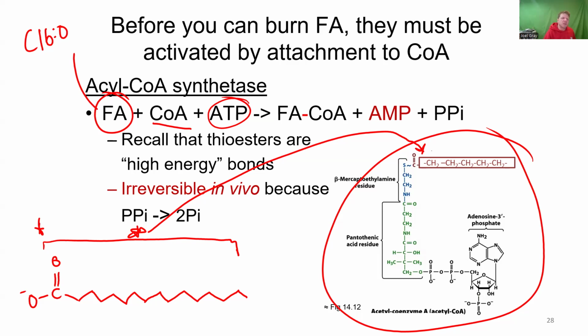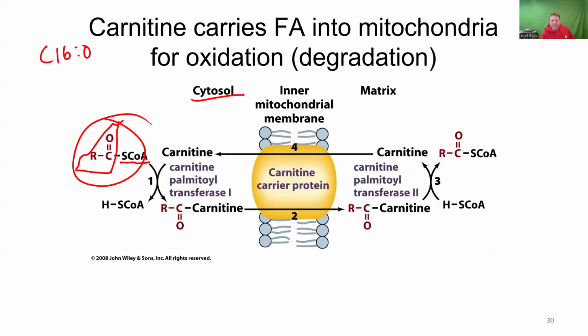Yeah. So do you think that that could move across our outer membrane? Probably not too much of an issue. But then the inner membrane, that's the super selective one. We've got to get that from one side, the intermembrane space, into the mitochondria. How are we going to do that? We are going to do that with an enzyme known as a carnitine carrier protein.